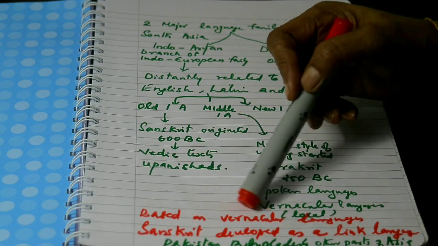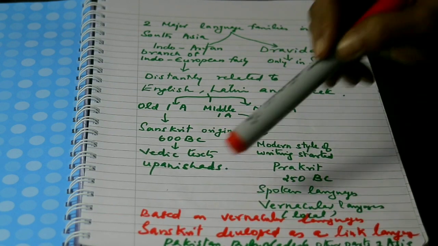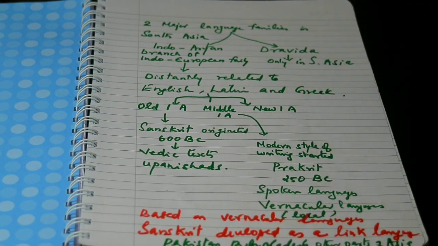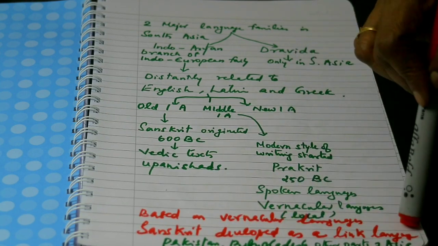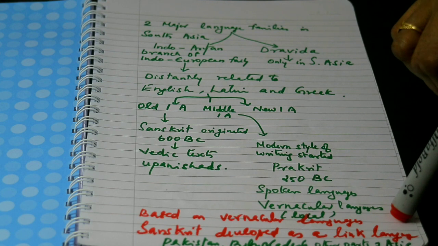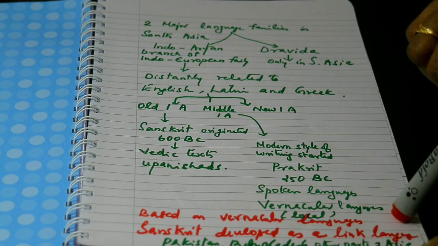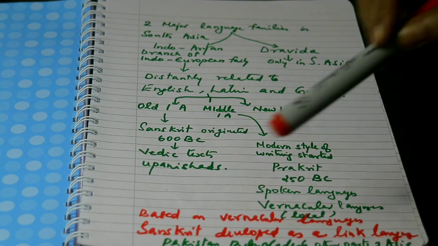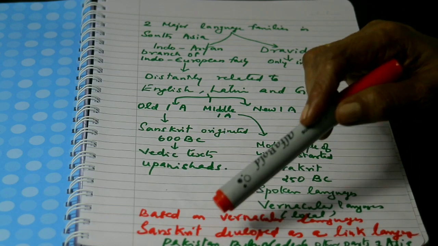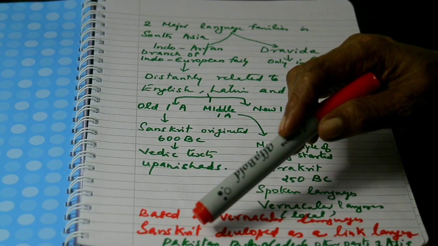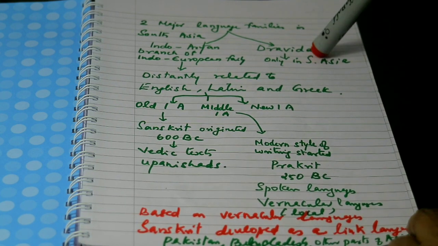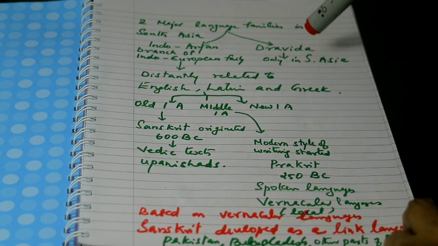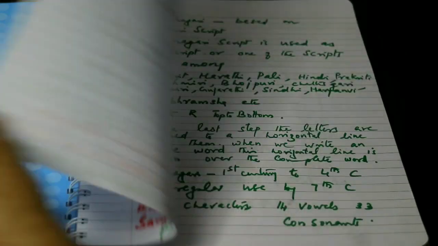Then, based on the vernacular languages, Sanskrit developed as a link language, to communicate from one country to another country, one state to another state. It was made a link language between Pakistan, Bangladesh and other parts of Asia. And the Dravidian language was focused only on South Asia.